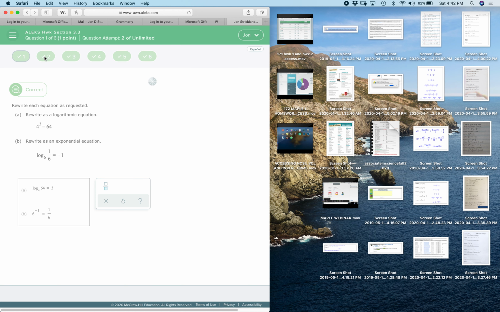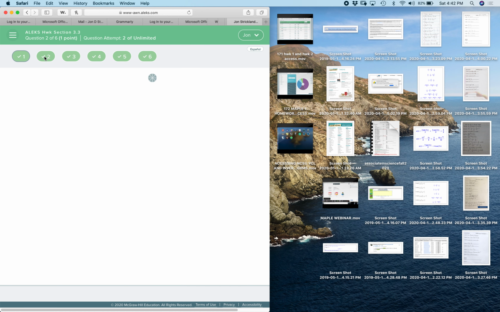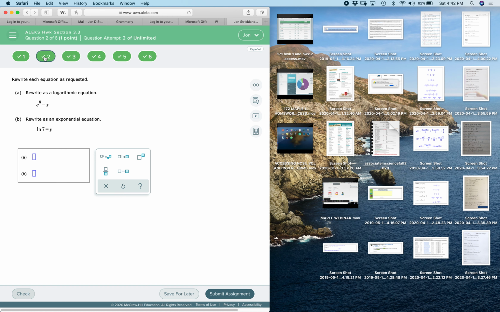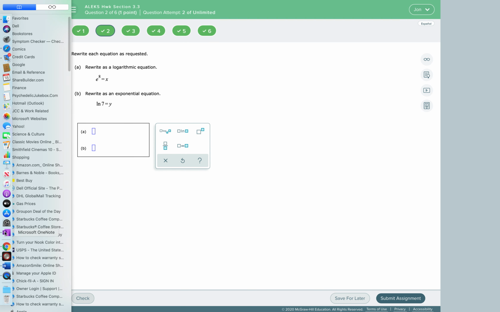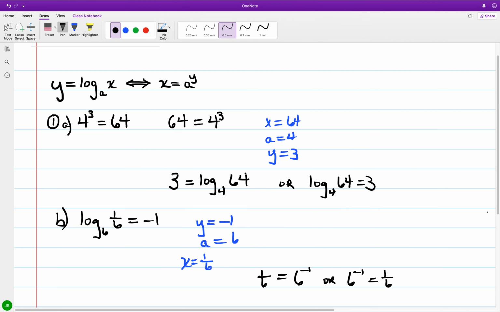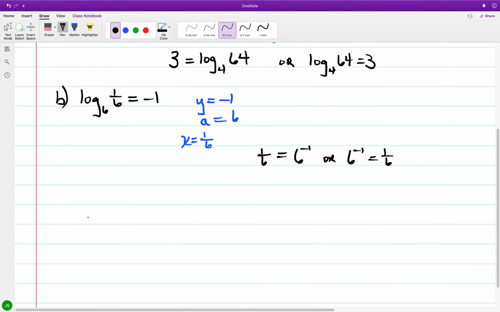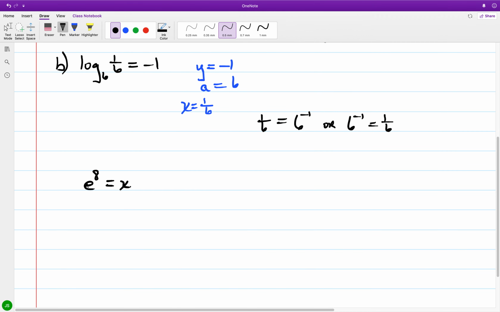Now for the second problem, we were looking at rewriting as logarithmic equations. So we have e to the 8 is equal to x, and the natural logarithm of 7 is equal to y. Setting up number 2, we have e to the 8 is equal to x. Let me just mention that e is the natural logarithmic exponential base.